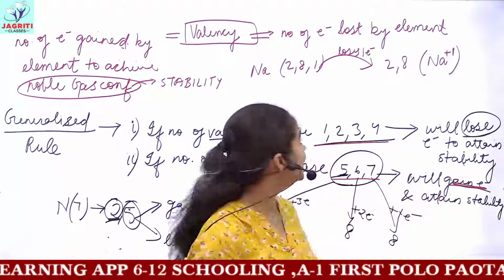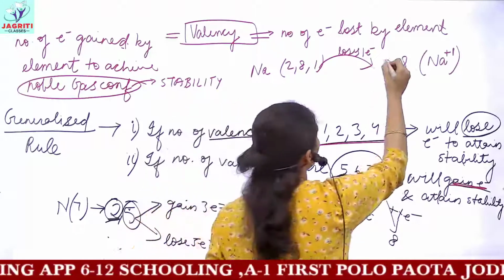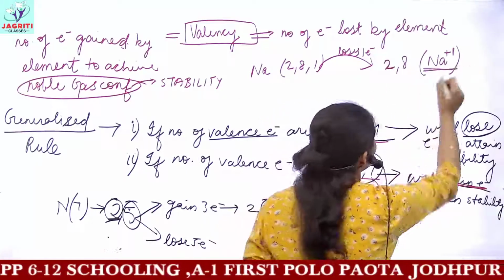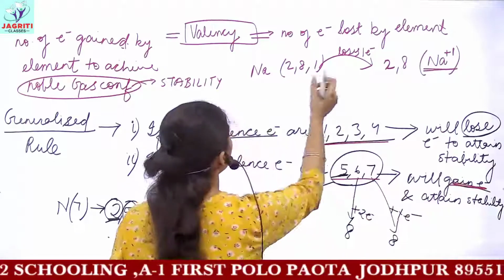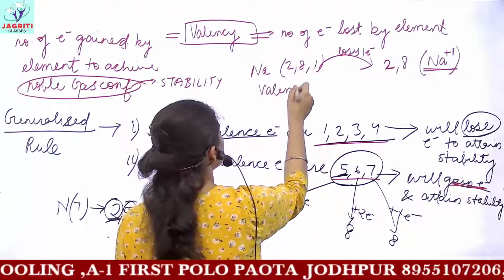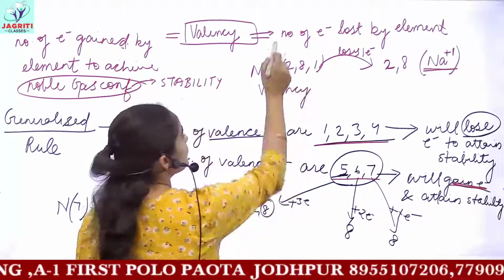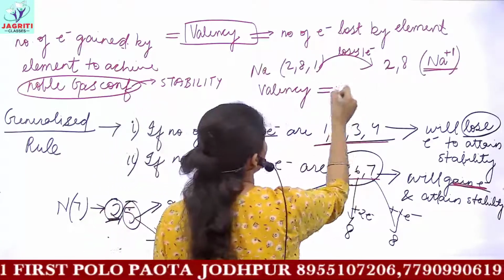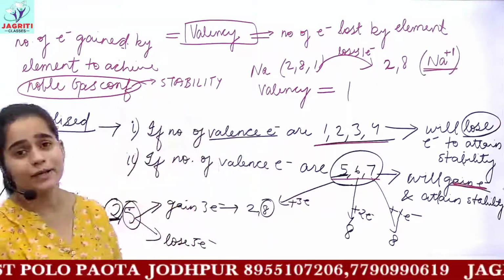A single electron. So this would be 2, 8, which is Na plus. So if I am asked, what is the valency of sodium? Valency is the number of electrons lost. So the valency of sodium is 1.